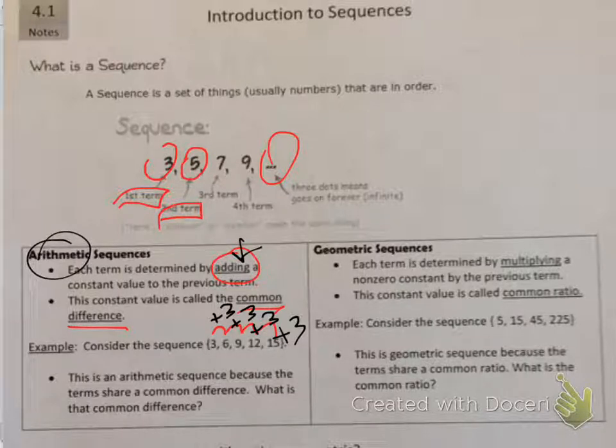We added a constant value to each previous term. This arithmetic sequence has a common difference. The common difference is the number that we added to our pattern. So in this case, a positive 3.